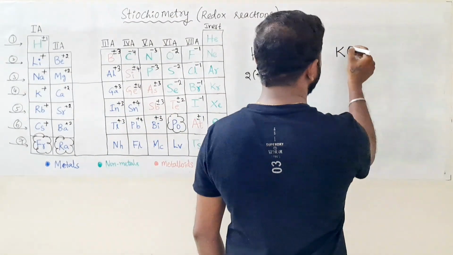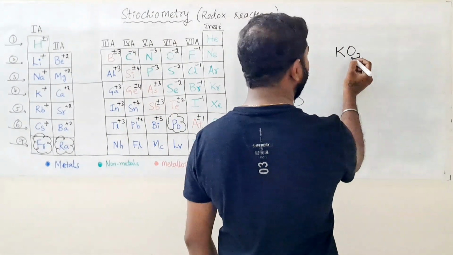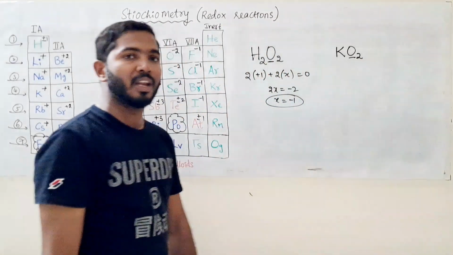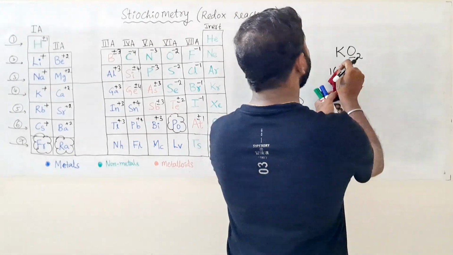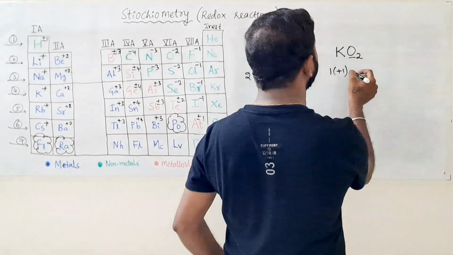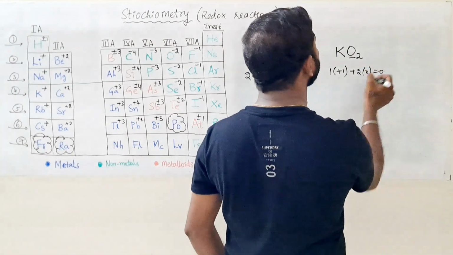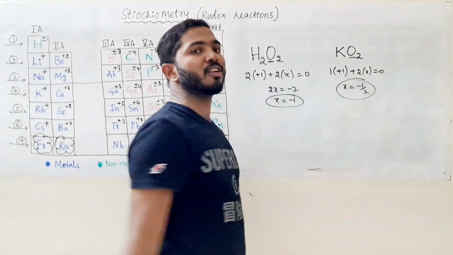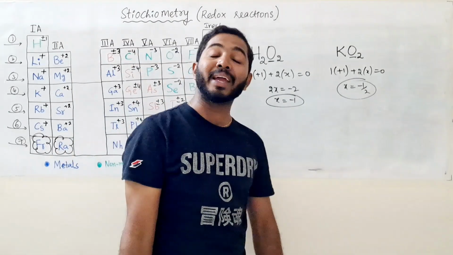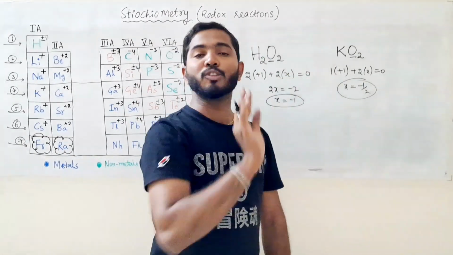And if we have potassium superoxide, KO2, and we calculate the oxidation number for oxygen, what are we going to get? 1 into plus 1, that is for potassium, plus 1. And then 2 into x equals 0, so x is going to come out as minus half. For oxygen, the oxidation number we got is minus half, which indicates it is a superoxide.